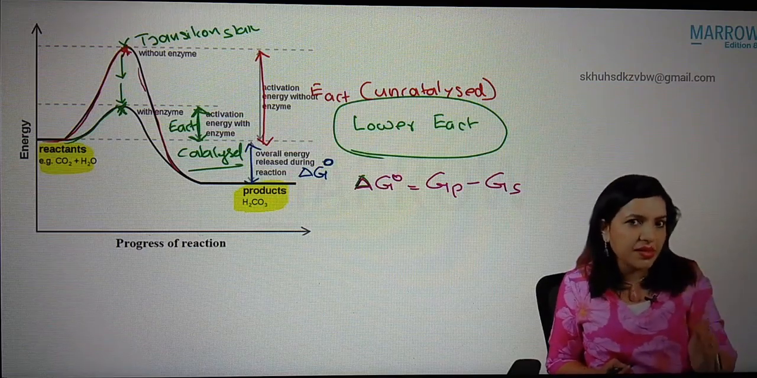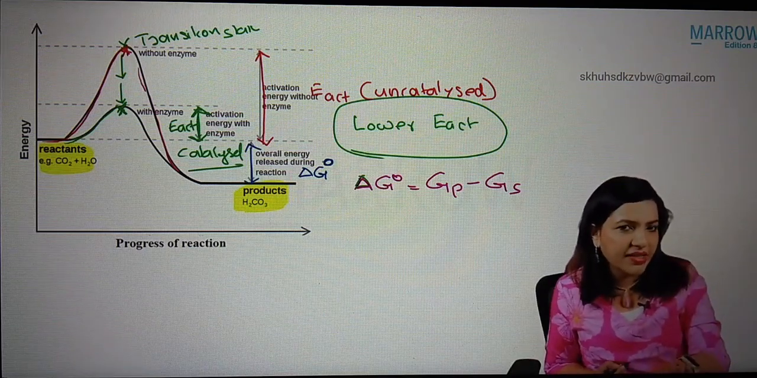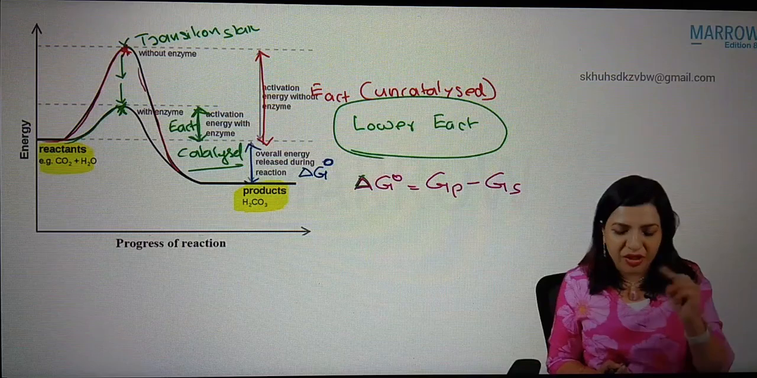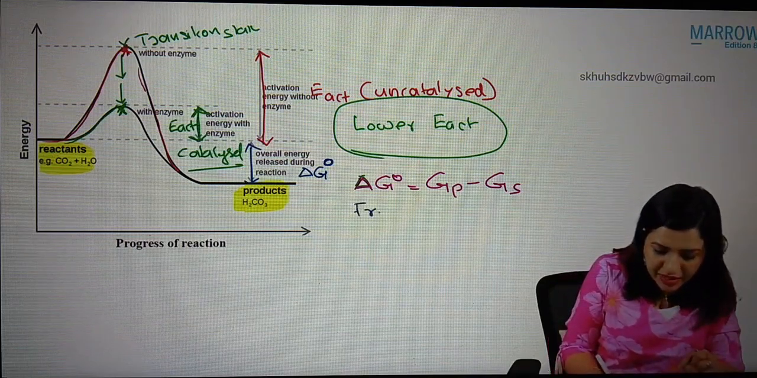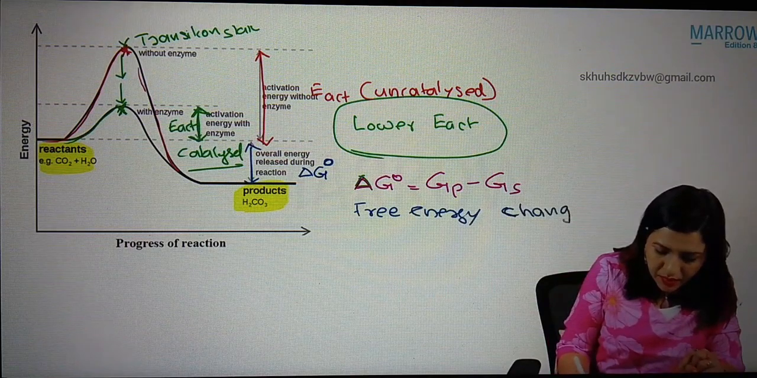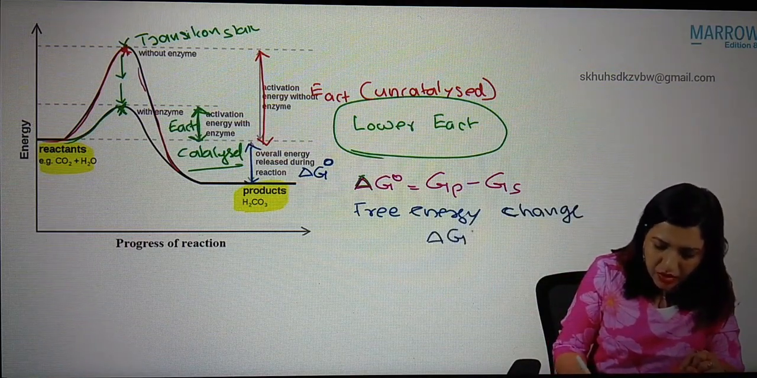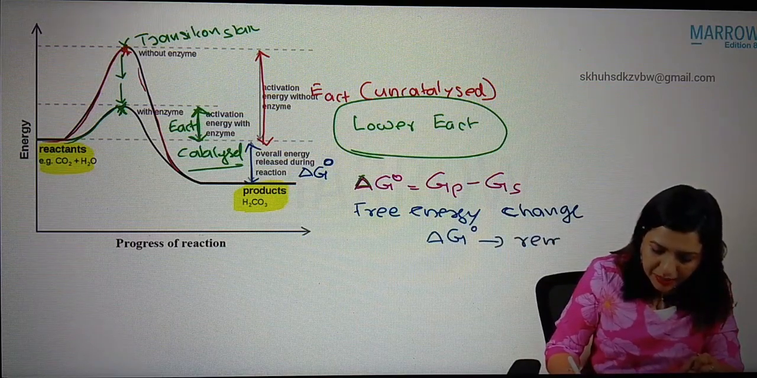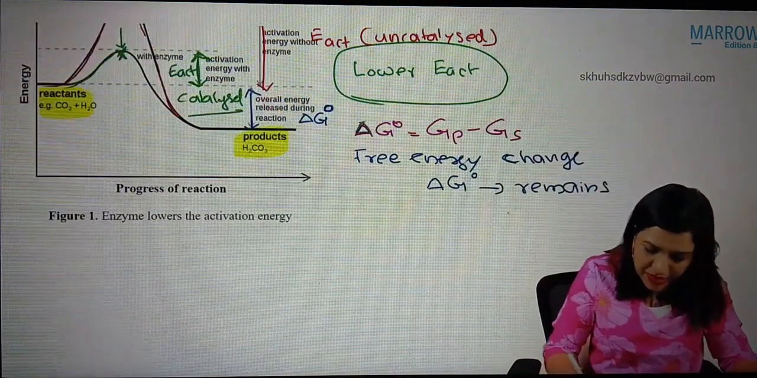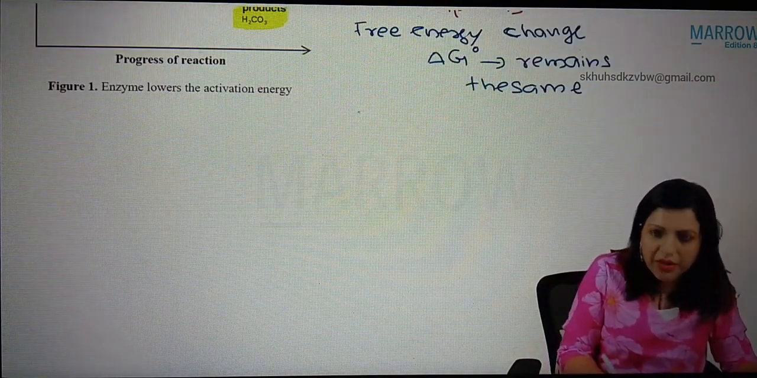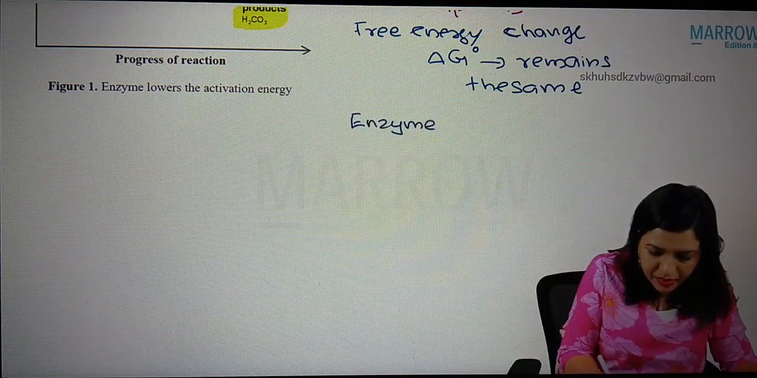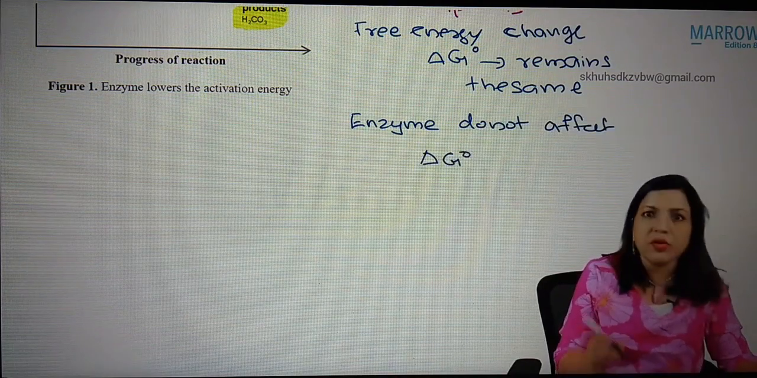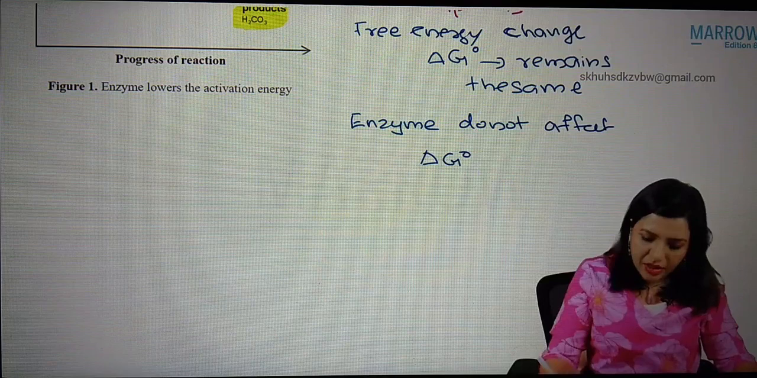Now, whether this is a catalyzed or an uncatalyzed reaction, is the delta G0 changing? No, which means the free energy change, which is delta G or delta G0 under standard condition, remains the same. Or in other words, enzymes do not affect delta G0, but they lower the activation energy.